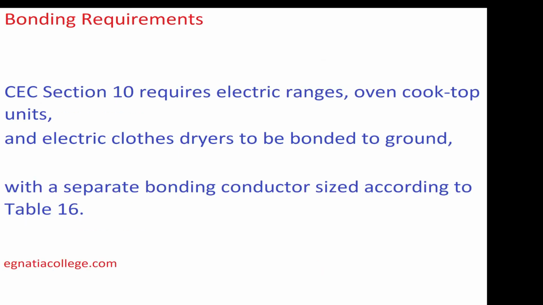Bonding requirements. CEC Section 10 requires electric ranges, oven cooktop units, and electric clothes dryers to be bonded to ground, with a separate bonding conductor sized according to Table 16.